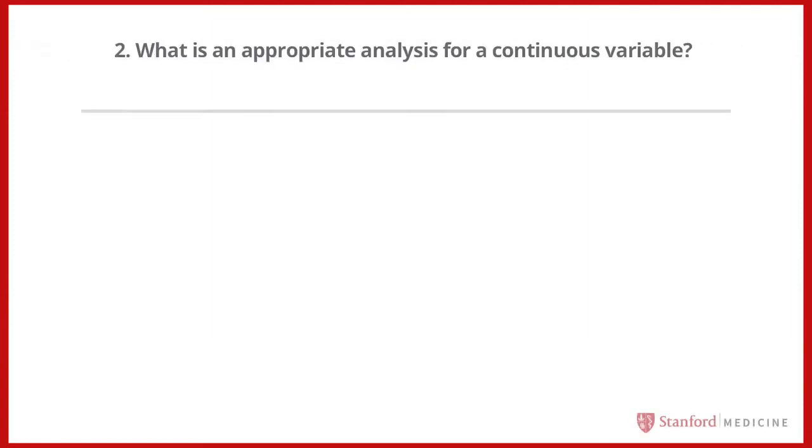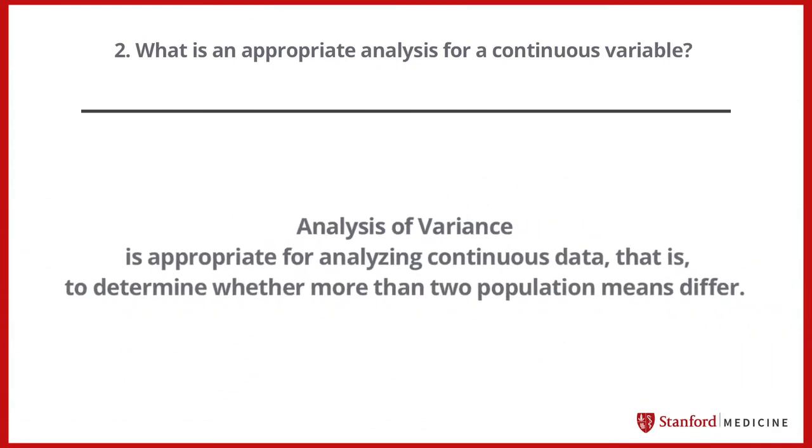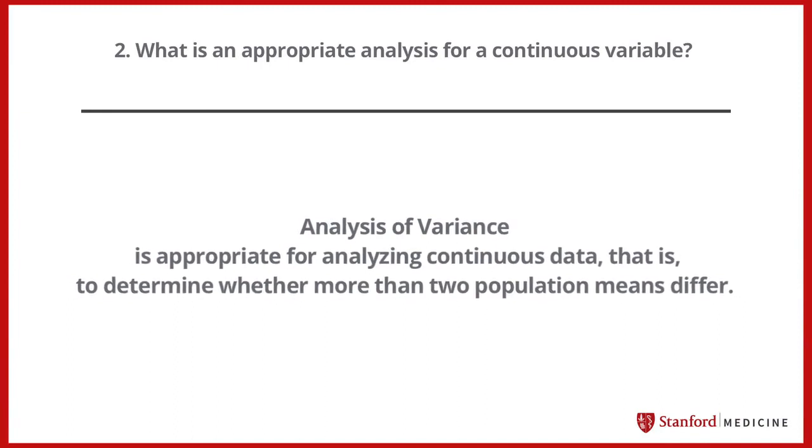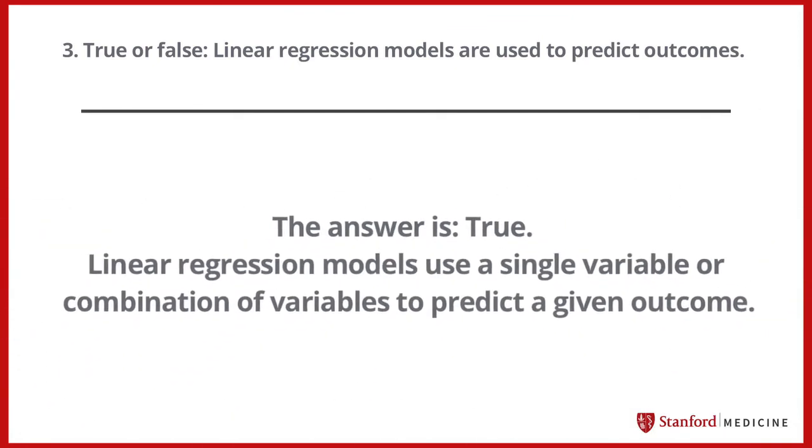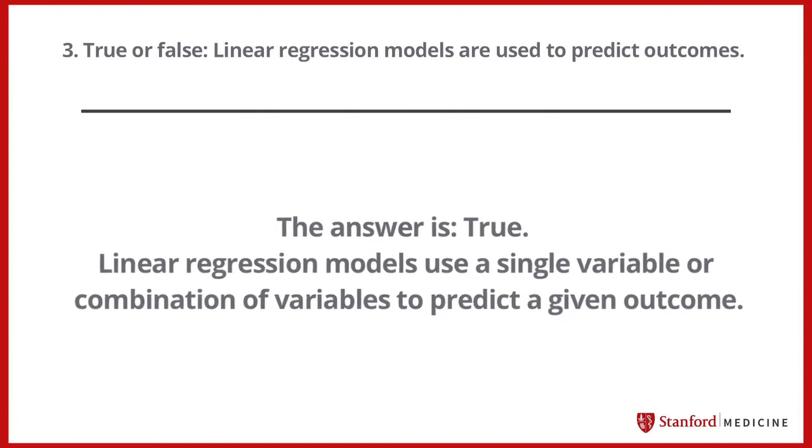What is an appropriate analysis for a continuous variable? Analysis of variance is appropriate for analyzing continuous data, that is, to determine whether more than two population means differ. True or false, linear regression models are used to predict outcomes. The answer is true. Linear regression models use a single variable or a combination of variables to predict a given outcome.